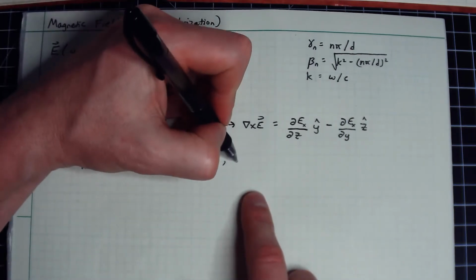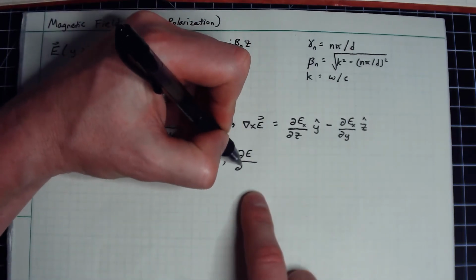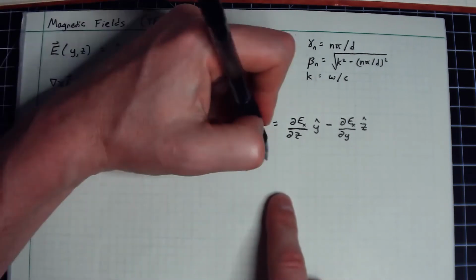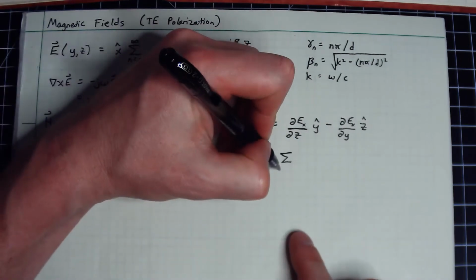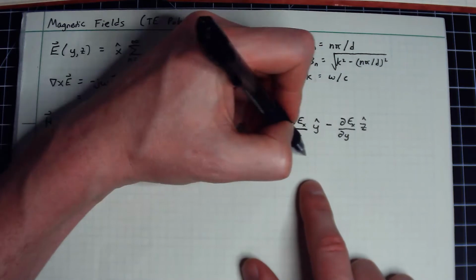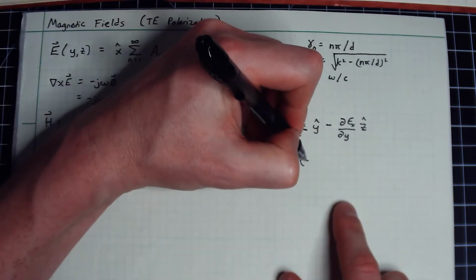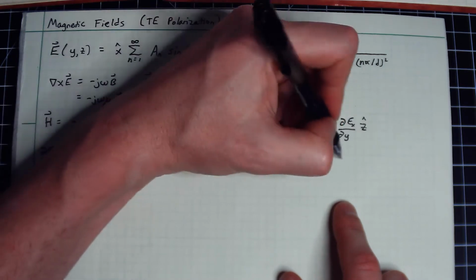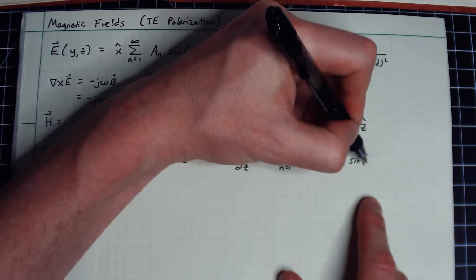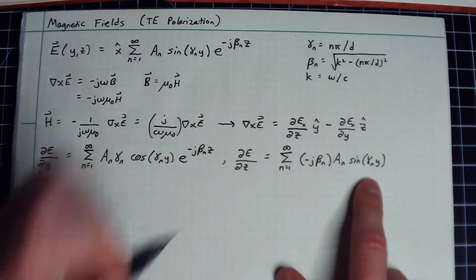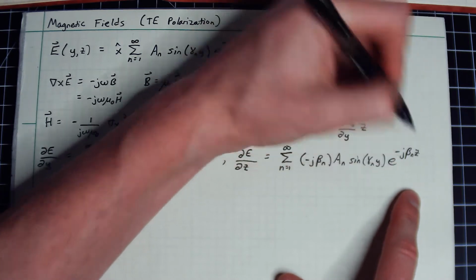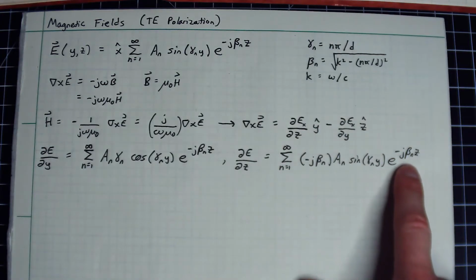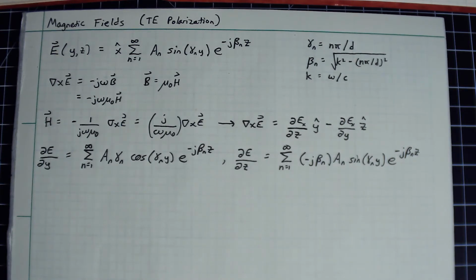Likewise, we'll do the same thing over here on the z derivative. So partial E with respect to z. And again, the partial derivative is just going to act on this term here, and everything else is just going to go ahead and carry on over. So I will get the following: negative j beta sub n a sub n sine of gamma sub n y, and e to the minus j beta sub n z. Okay, so that partial derivative just acts on every term in the series, and this j beta sub n is going to come out in the front of each one.